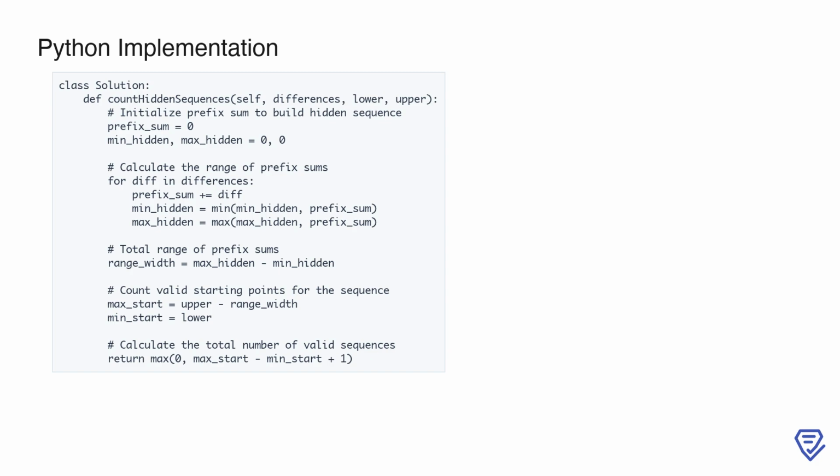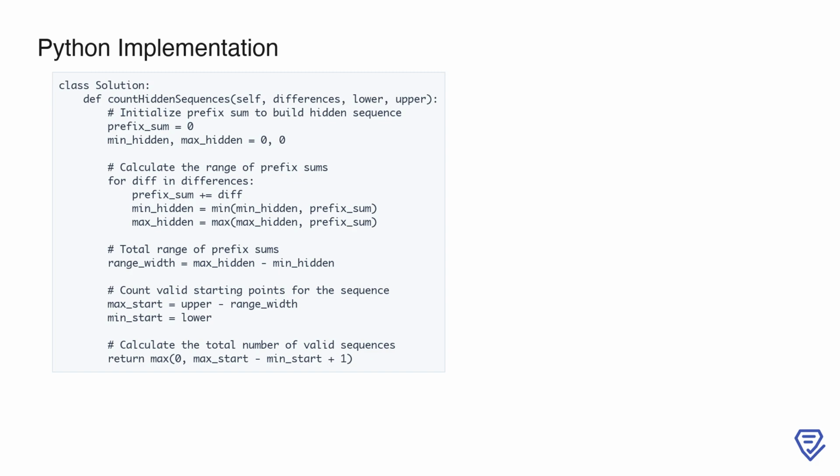After the loop, the range of prefix sums, range_width, is calculated as max_hidden minus min_hidden. This determines how much the hidden sequence can vary based on the differences array. Next, the maximum and minimum starting values for the sequence are determined. The maximum start, max_start, is calculated as upper minus range_width, ensuring the sequence stays within the upper bound. The minimum start is simply lower, as the sequence must also respect the lower bound.